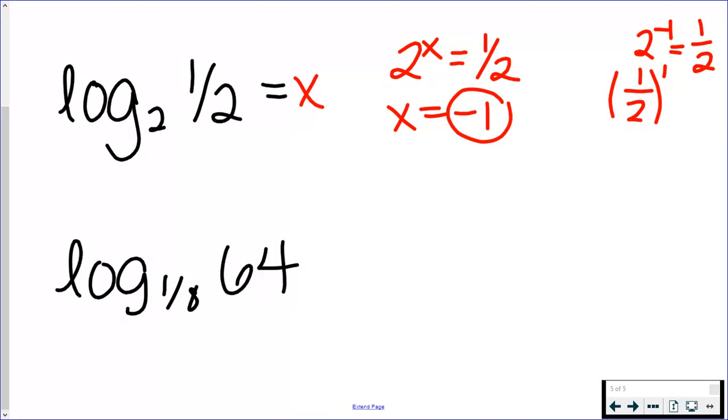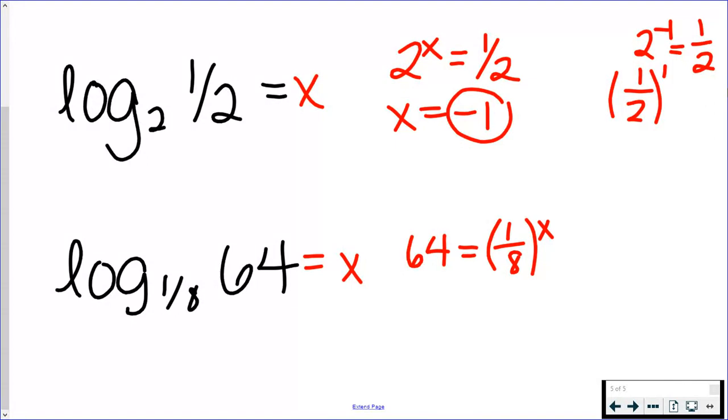This last one, I have a fraction in the base this time. I'm going to set it up the same way. Now, I need to figure out how 1/8 becomes 64. So just like the last one, except the opposite, I guess, instead of going from whole number to fraction, I'm going from fraction to whole number, but the same rules apply.